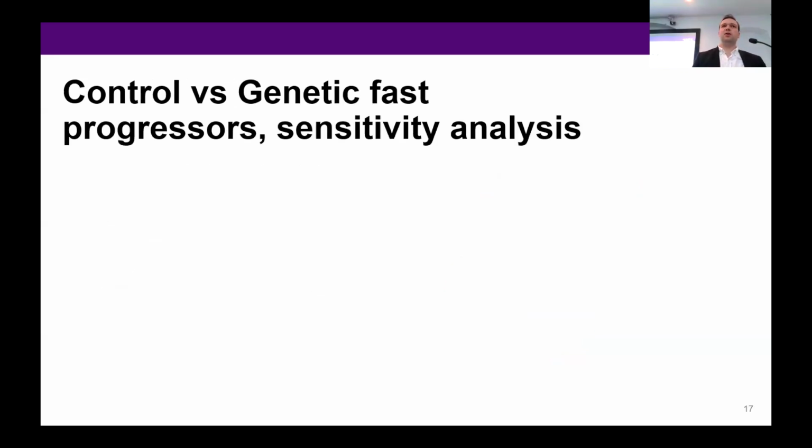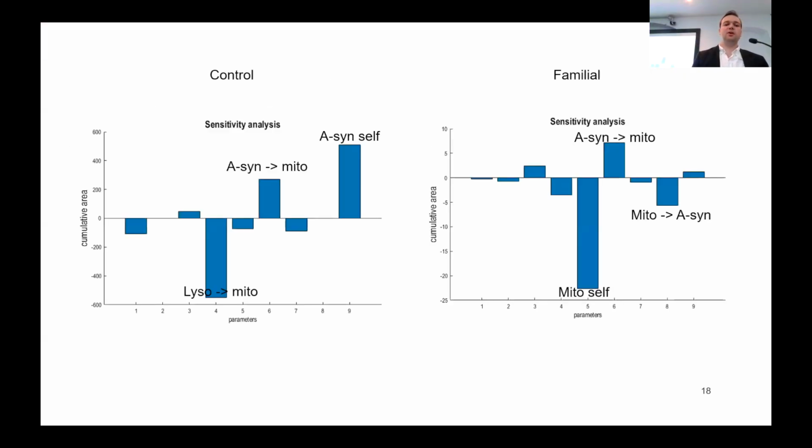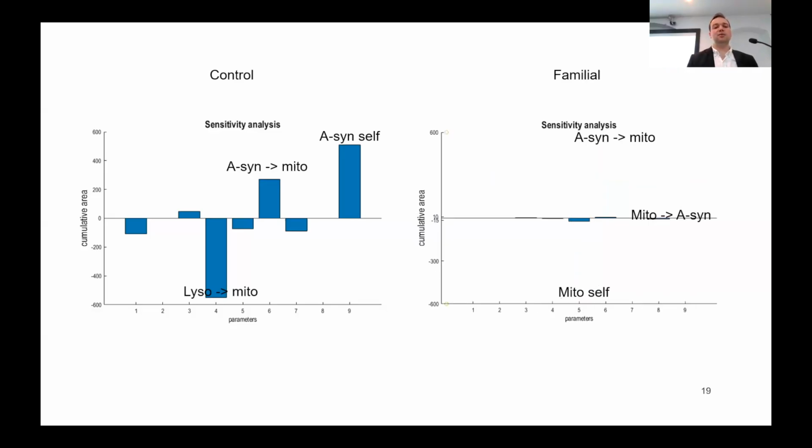Again, we looked at our best cells, our healthy controls, versus our worst cells, which are familial fast progressors. First up, the sensitivity analysis. Right off the bat, we can see that the parameters that are most sensitive across the 2 models, at the group level, are very different between the 2. If we put it on the same scale, you can see that in the familial group, parameters are really not very sensitive compared to the control. So those connections are not doing very much.